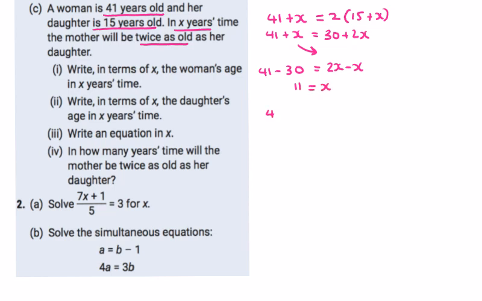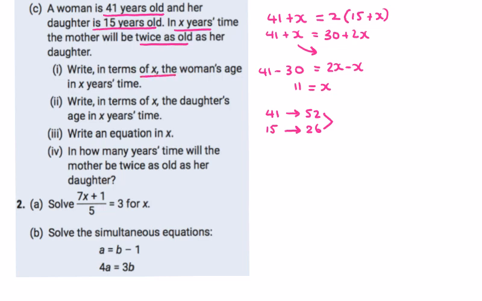So the mum is 41. If X is 11, she goes to 52. And if the daughter is 15, she'll end up in 11 years' time at 26. And you can see that 52 is twice 26. So we've answered all the questions I think here.